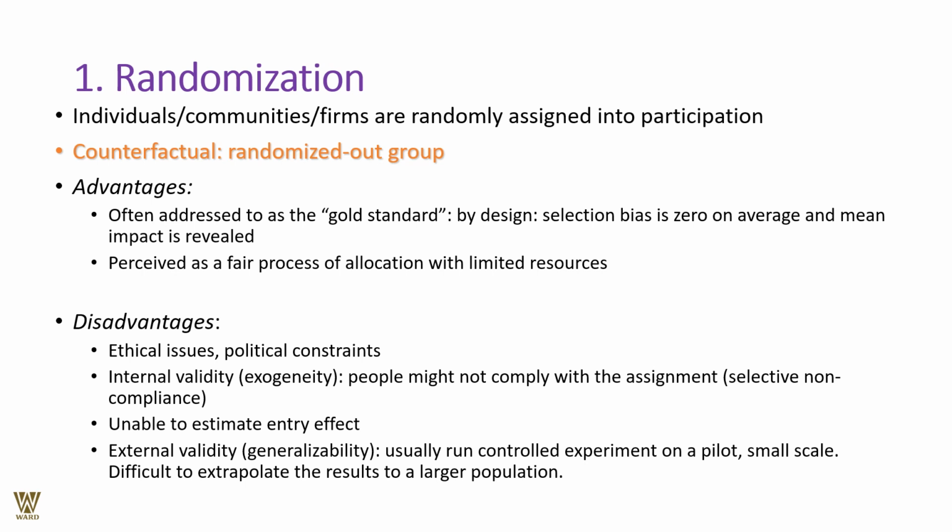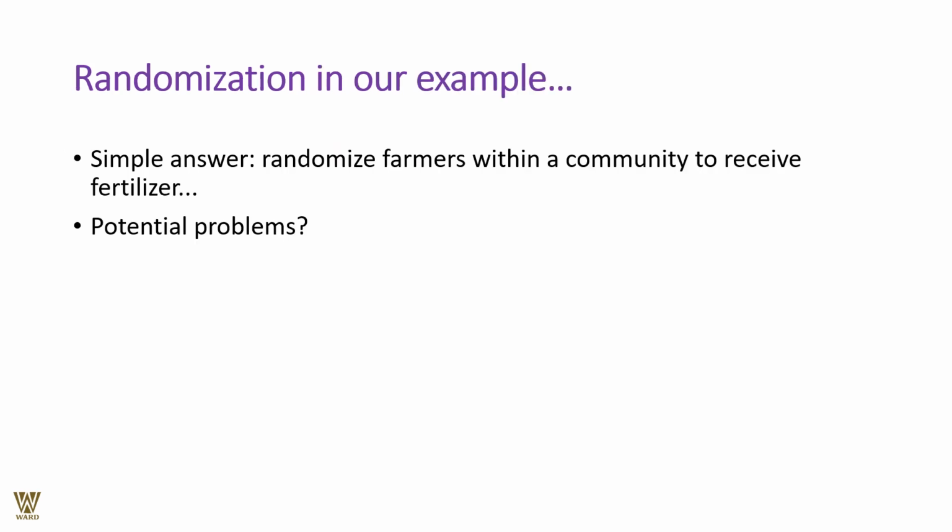But then there are disadvantages. Let's say there might be ethical constraints. People might have bias coming around it. There might be political constraints. There might be internal validity issues, exogeneity. People might not comply with the assignments, selective non-compliance. It is unable to estimate the entry point, the entry effect: what, when, how is what the question is all about. On external validity and generalization, we usually run controlled experiments on pilots at small scale, so it is difficult to extrapolate the results to a larger population.